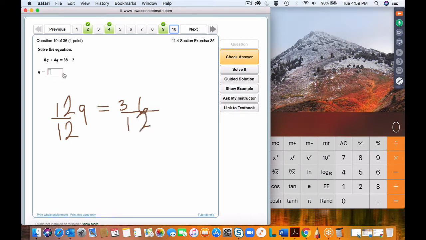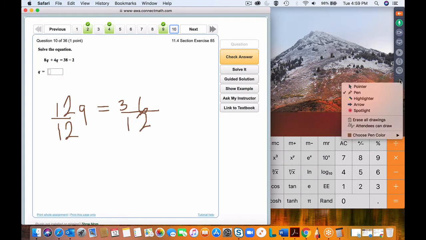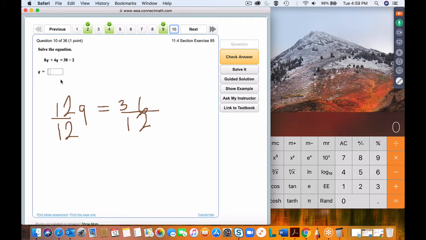So Q is equal to 3. Because 36 divided by 12 is 3. And this will cancel. 12 on top and 12 on the bottom will cancel. So we know the value for Q will be just the right side.